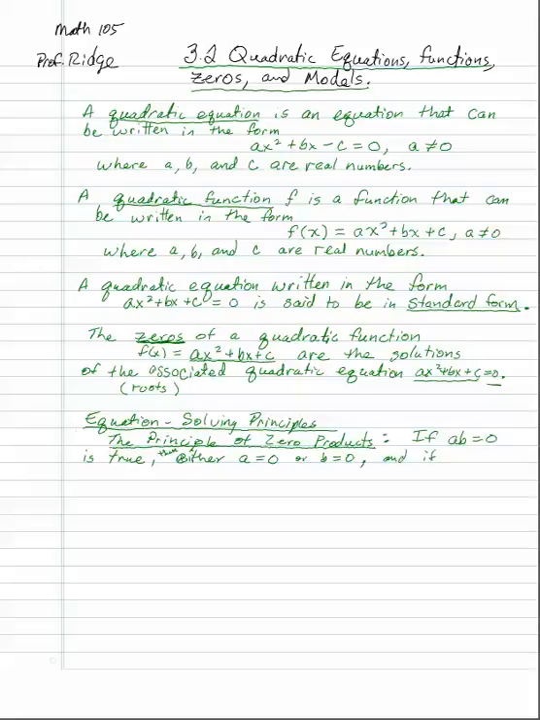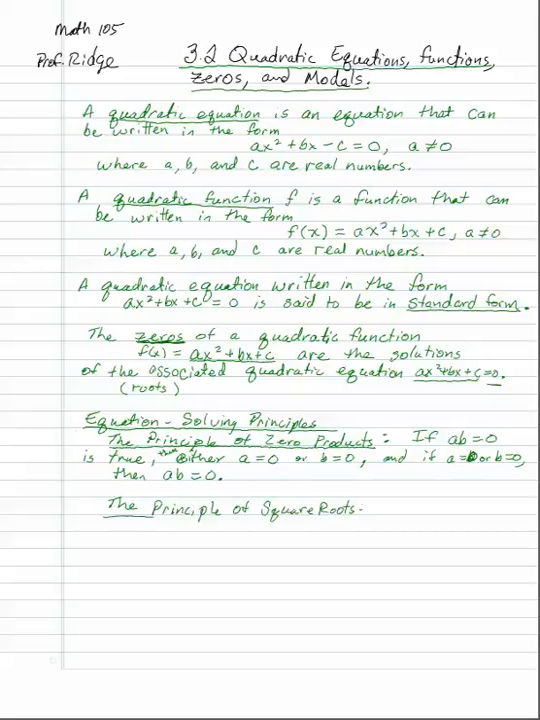And the converse is also true. So if a equals 0 or b equals 0, then the product ab has to be 0. Okay, so that works both directions.